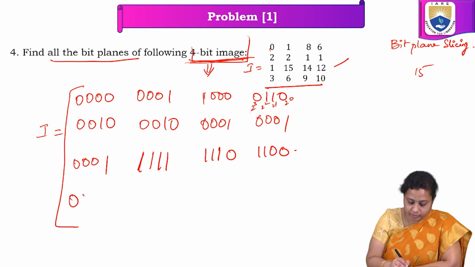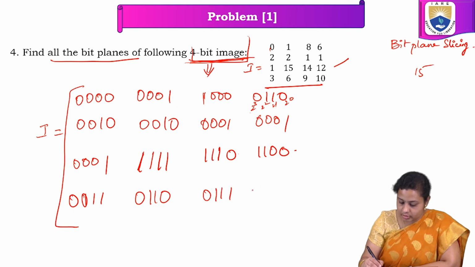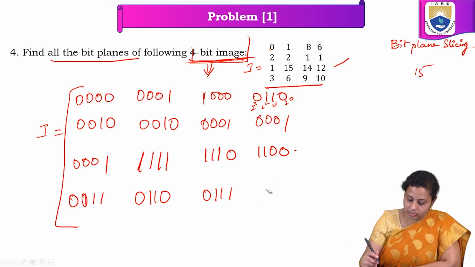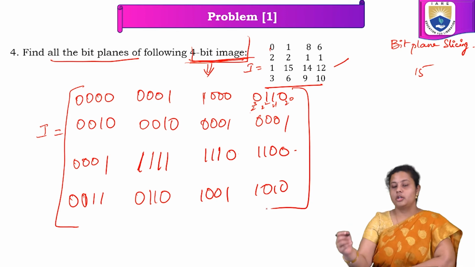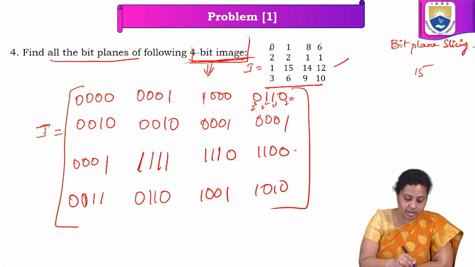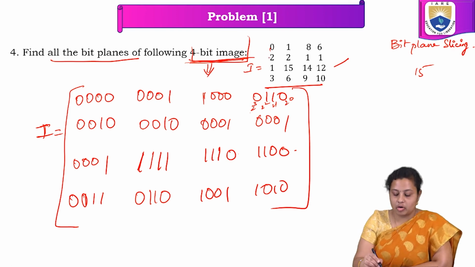Then we have 6. How is 6 represented? 0110. How is 9 represented? 1001. Then 10 is represented like this. So the same image I can be represented in this form, where each pixel value is represented by 4 bits.